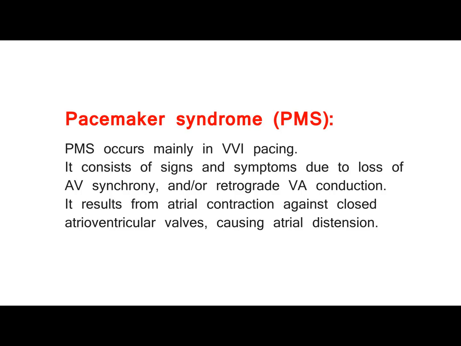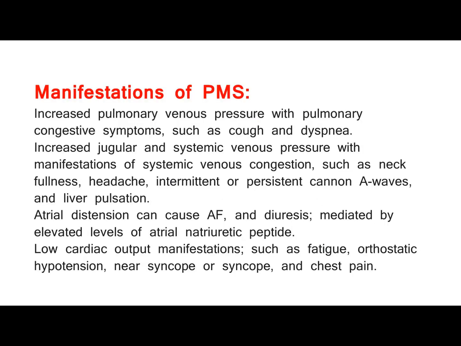It consists of signs and symptoms due to loss of AV synchrony, and/or retrograde VA conduction. It results from atrial contraction against closed atrioventricular valves, causing atrial distension. Manifestations of PMS: increased pulmonary venous pressure with pulmonary congestive symptoms, such as cough and dyspnea.